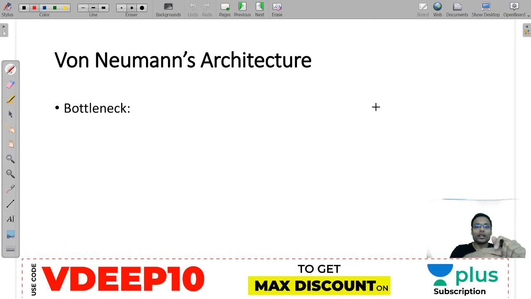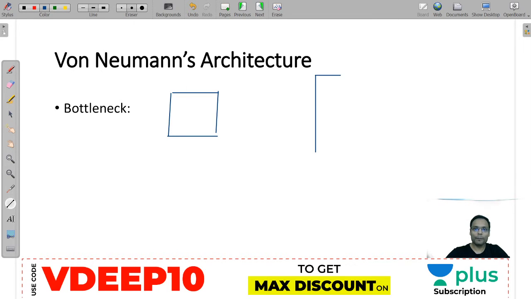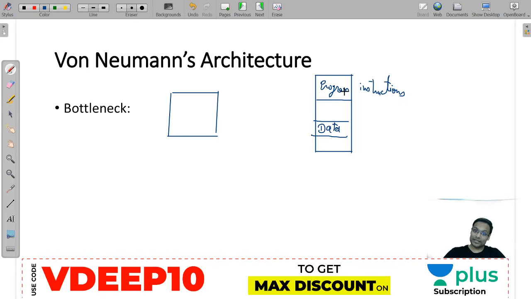Now see, there is a bottleneck. Bottleneck means a problem in this computer architecture, or Von Neumann's architecture. What is that? I'll tell you. Suppose this is the CPU or your processor, and in that processor you want to run your program. From the dedicated memory, the program and instructions are fetched. So here you have some portion in which you have the program, the instructions, and then some portion in which data is written, the variables and other data required for program execution.